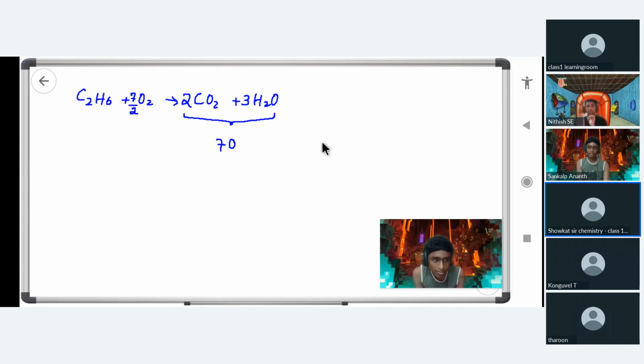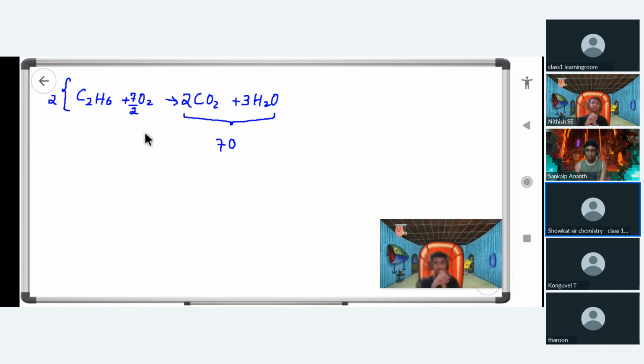Okay, but it is a fraction. I get it, we have to remove the fraction. Yeah, so first you have to multiply, then only you get 2 C2. Then you will multiply the whole equation by 2, so it will finally become twice C2H6. Then it will be 7 times O2, and then it will give you 4 times CO2 and 6 times H2O. Got it now?